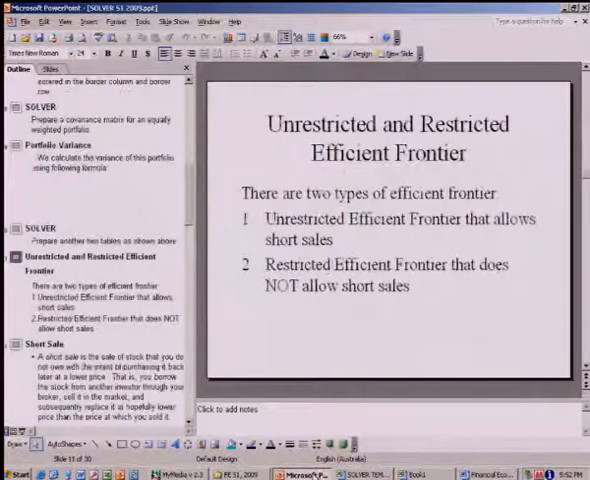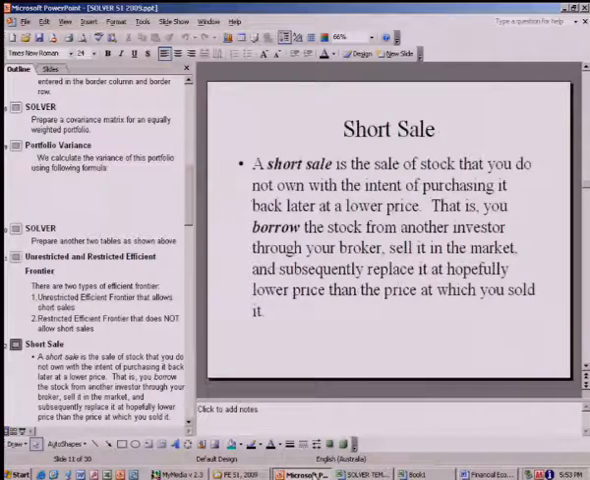But before I do that, I have to mention to you that there are two types of efficient frontiers that we can construct, and I think Stephen has already explained this. There is unrestricted and restricted efficient frontier. Unrestricted efficient frontier will allow you to short sell, while the restricted one does not allow any short selling. What short selling is, it's in a way borrowing somebody else's stock. And normally it's using a lower return stock to purchase a higher rate of return stock.